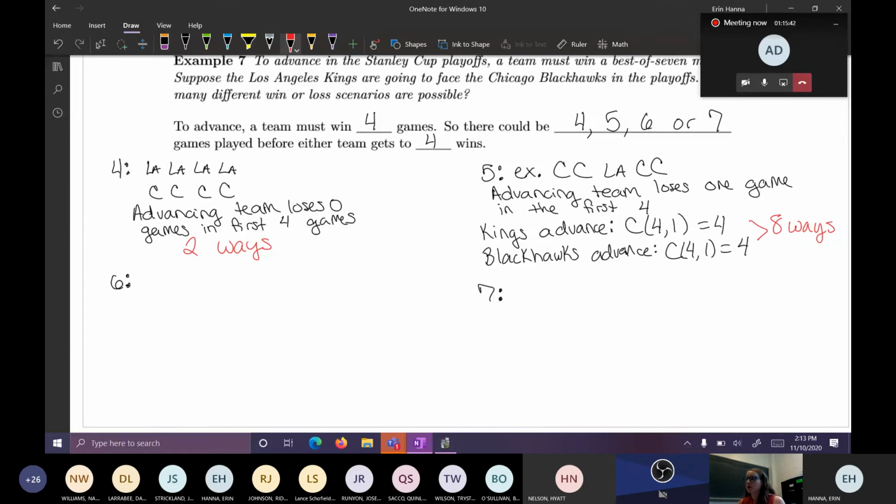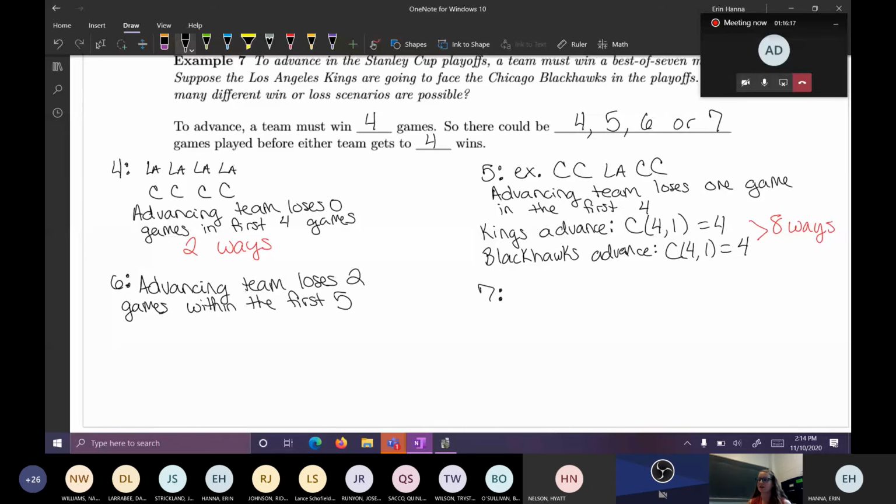If we're looking at a total of 6 games, I'm not going to write an example for that, but essentially they must lose 2 within the first 5 games. Again, they can't lose the last game because then the arrangement would have been that they won 5 games beforehand. So essentially the advancing team loses 2 games within the first 5.